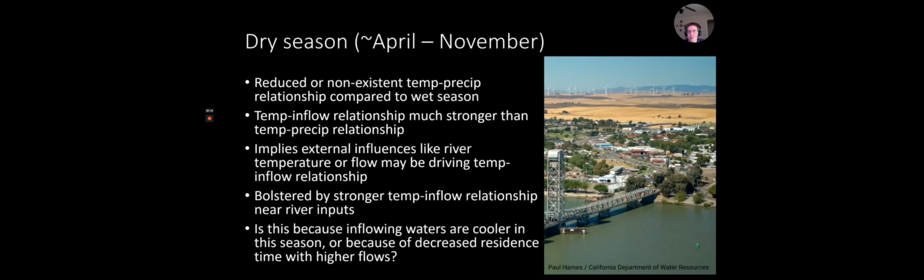This is further bolstered by the stronger temperature-inflow relationship near the areas of river inputs, as we saw in this model, and you can also see it in the first model we presented if you look closely at the maps. However, this leaves open a question whether this pattern is because inflowing waters are cooler in this season or because of decreased residence time with higher flows driving the observed temperature patterns.